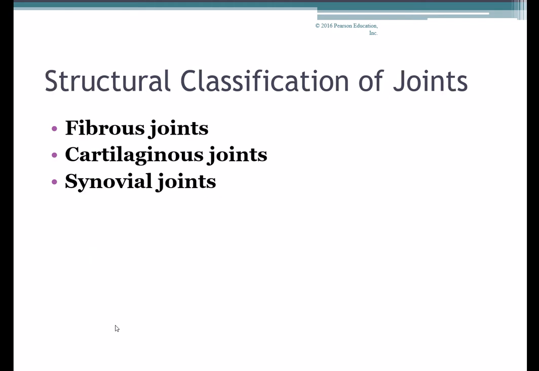In terms of the structural classification of our joints, we have fibrous joints, which are connected by little dense fibrous ligaments. We have cartilaginous joints, where the ends of the bones are connected by cartilage. And then we have synovial joints, which are characterized by having a synovial cavity or a joint cavity.